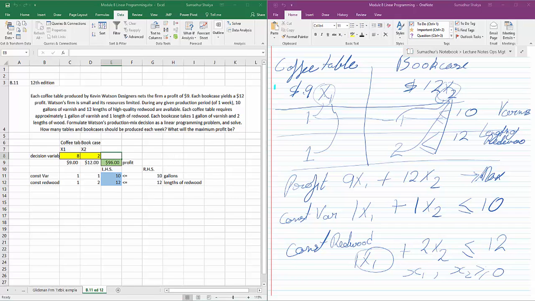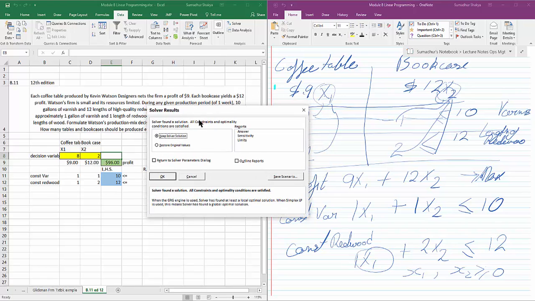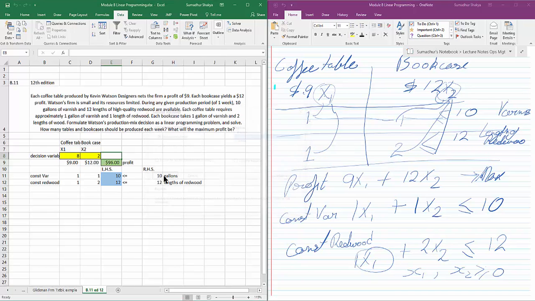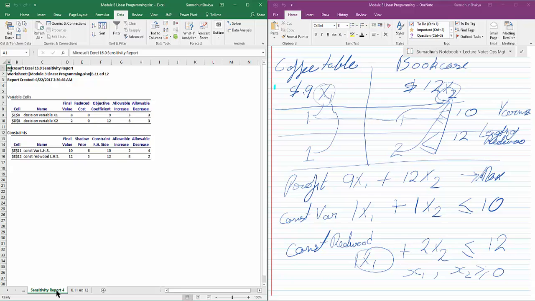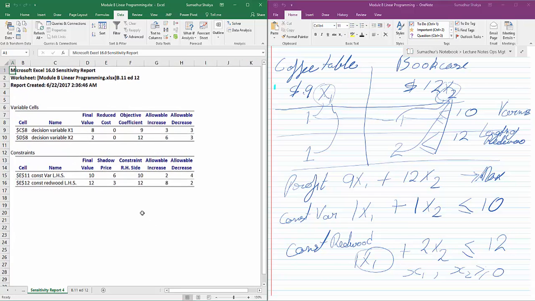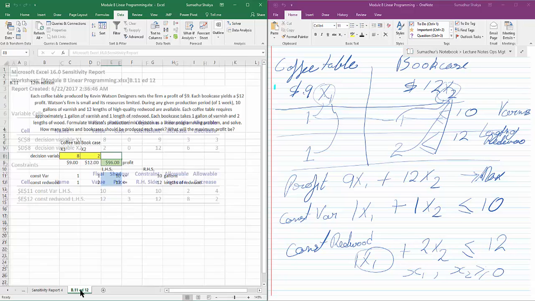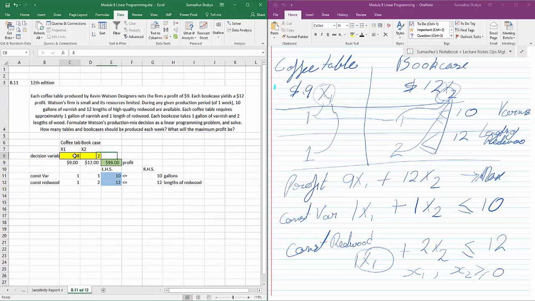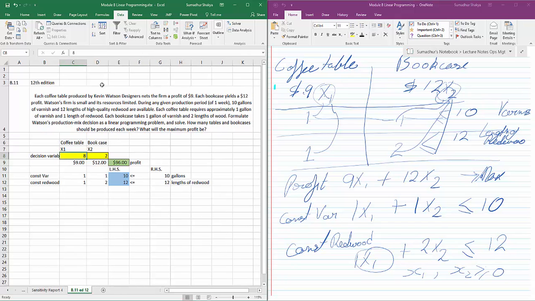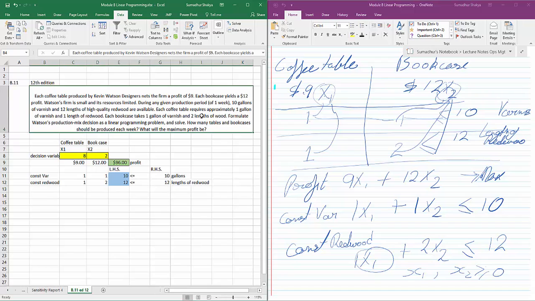Once you hit solve, you should get a dialog box like this. We will keep the solver solution, so I can see 8 and 2 left there as is. Then we click sensitivity and hit OK, and that should give us this report, which we will interpret. But before that, let's look at our solver result. What the solver says is that we should make 8 units of coffee table and 2 bookcases per week, because remember the problem was in terms of 1 week.